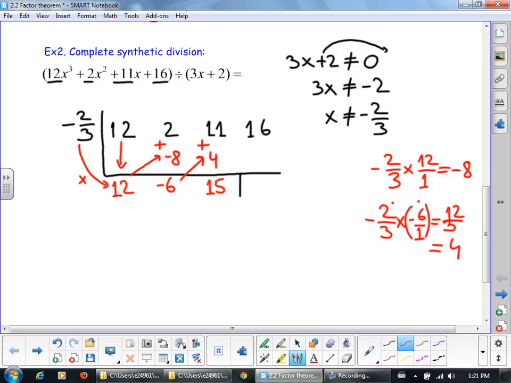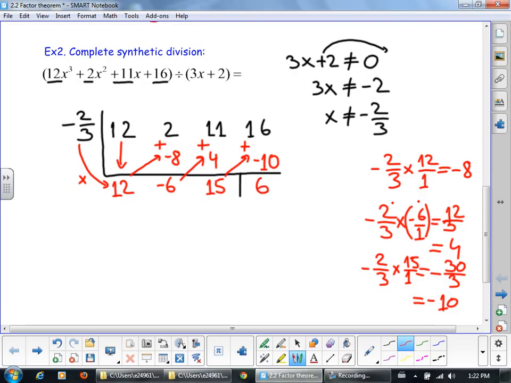And one more time, we're going to perform the multiplication. So we're going to have negative 2 over 3 times 15 over 1. And you're going to get a negative answer because negative times positive gives you negative. 2 times 15 will give you 30. And 3 times 1 will give you 3. And if you reduce this, or just divide simply, it's going to be negative 10. And that is the number we're going to write here. And one more time, we're going to add. So 16 plus negative 10 will just give us 6.